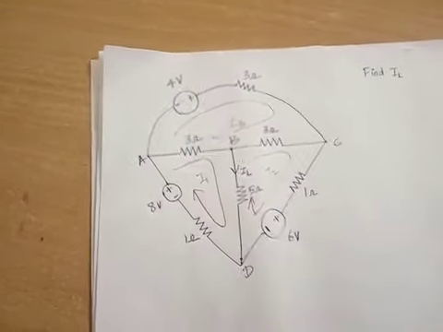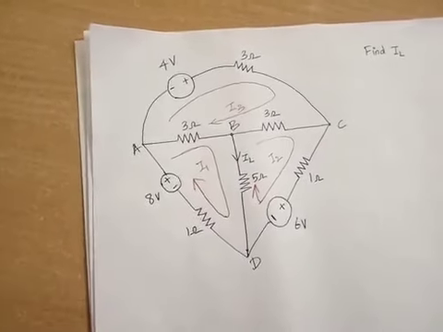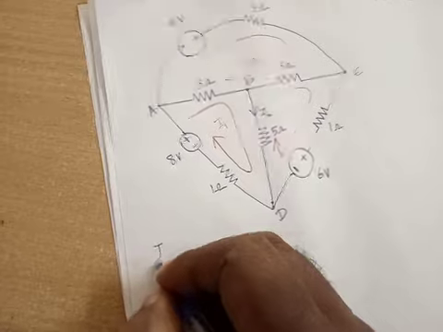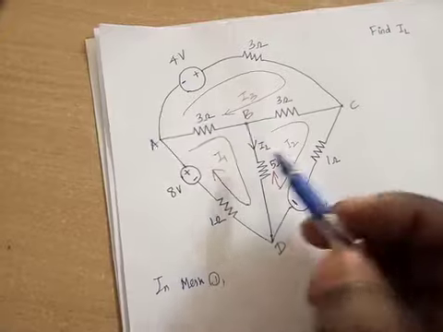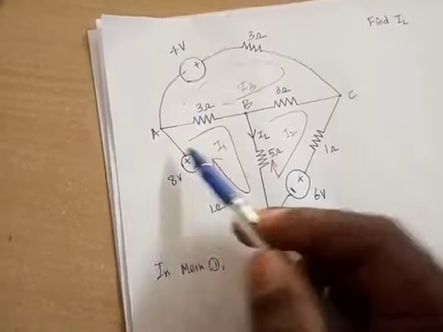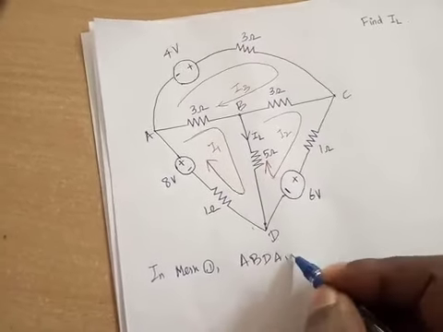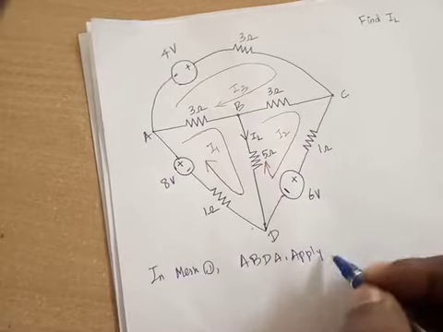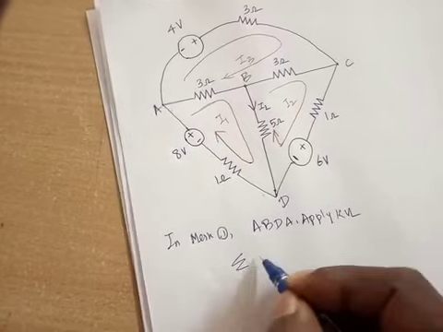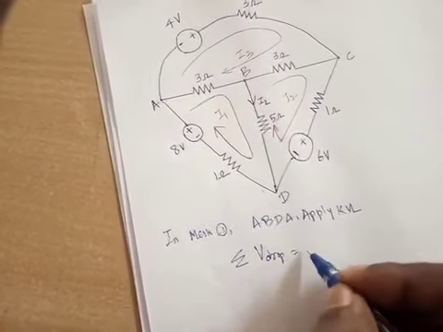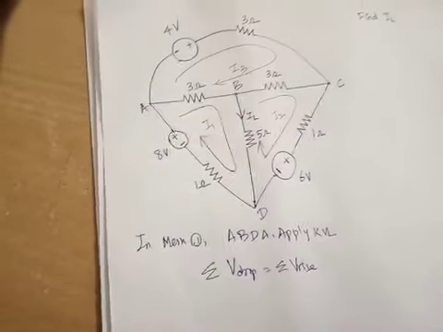So what is the next step? The next step, you have to apply KVL for each closed path or mesh. Then in loop 1 or mesh 1, where is your mesh 1? A, B, D, A. Apply KVL. What is KVL? In a closed circuit, the sum of potential drops equals the sum of potential rises.